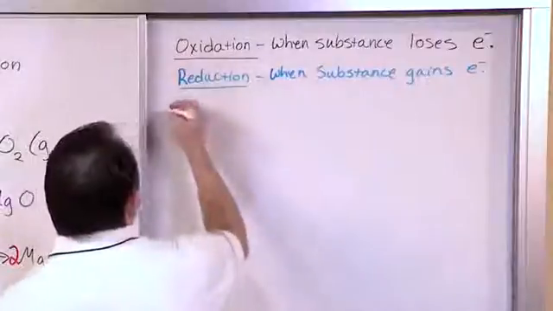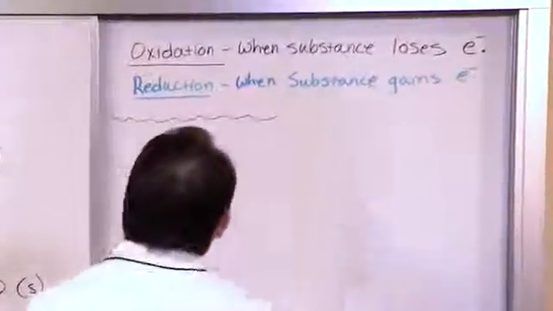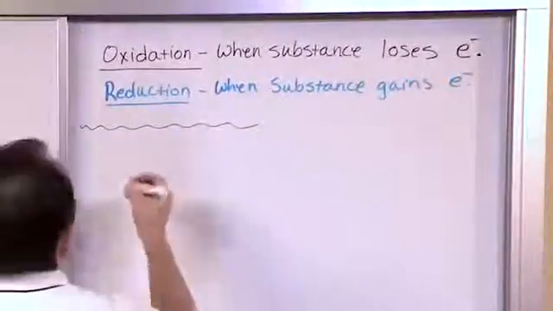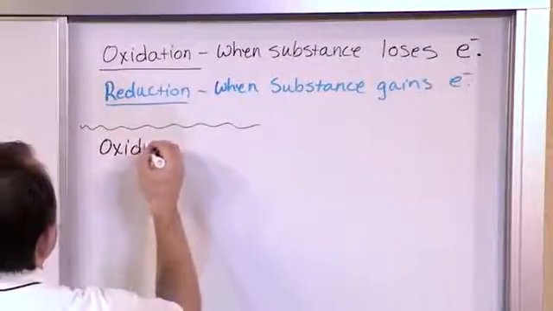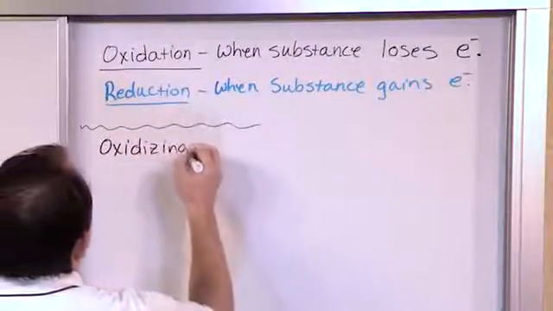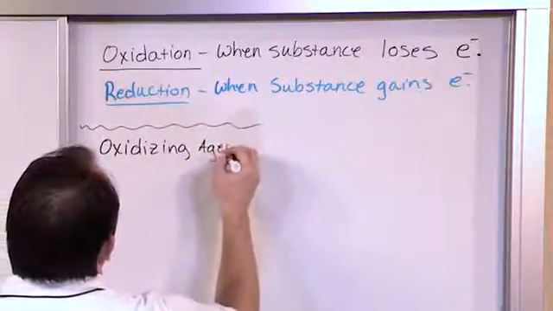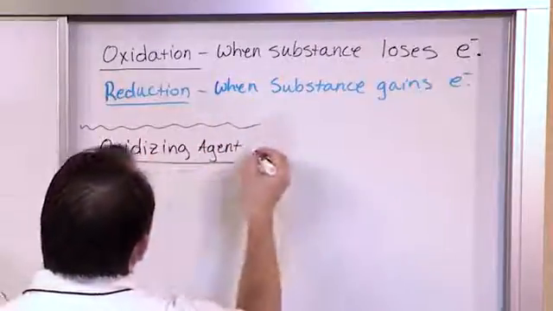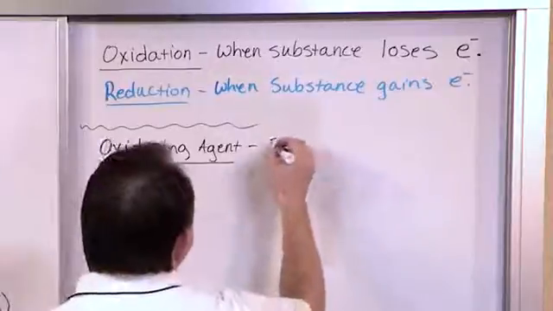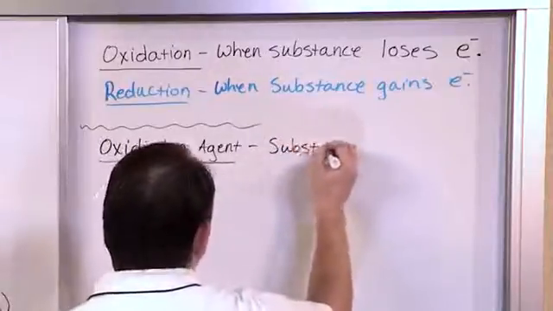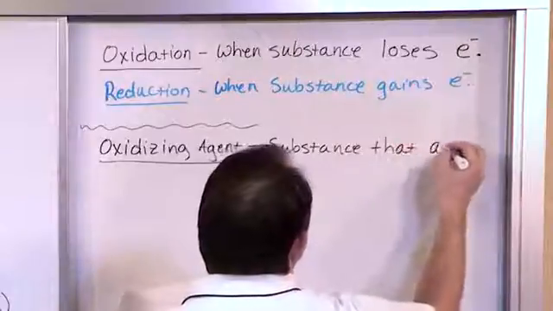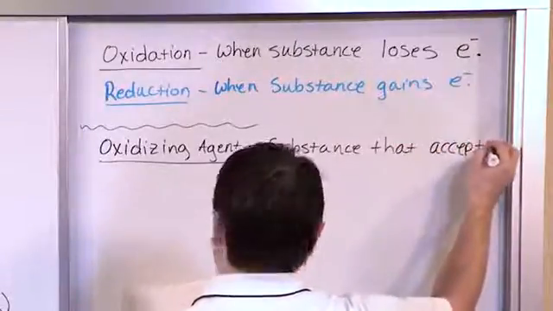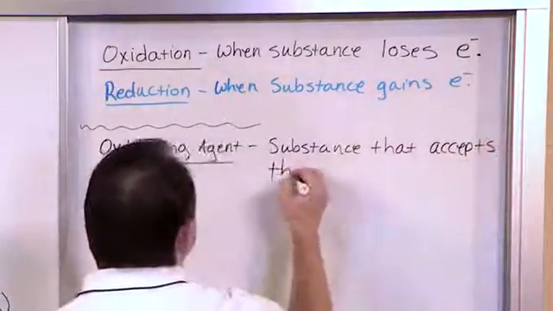Another definition I'll give you that can confuse students, but we're going to set that straight here, is the term oxidizing agent. Let's talk about what an oxidizing agent is. It's the substance that accepts the electrons.